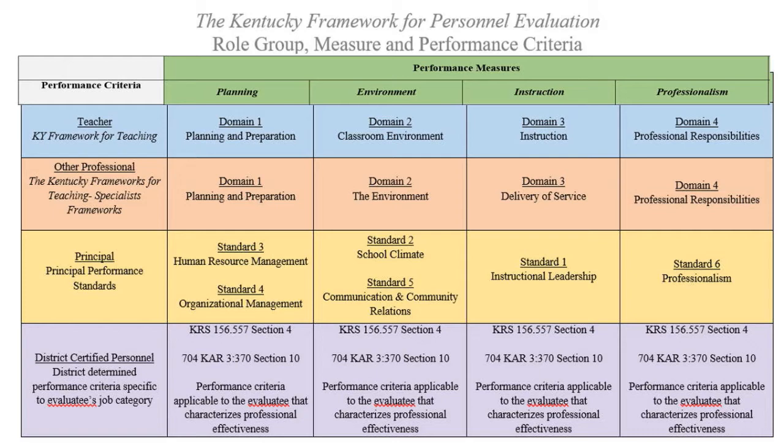So let's take a look at the performance criteria for teachers. It lists the Kentucky Framework for Teaching. For others, it's the Specialist Framework, and for the principal, the principal standards. All 4 of the domains line up to the performance measures of planning, environment, instruction, and professionalism. Now, please notice especially how the 6 principal standards are aligned to the 4 performance measures.